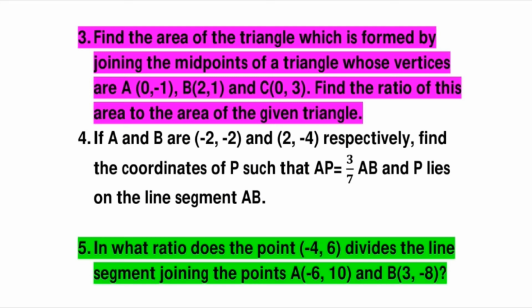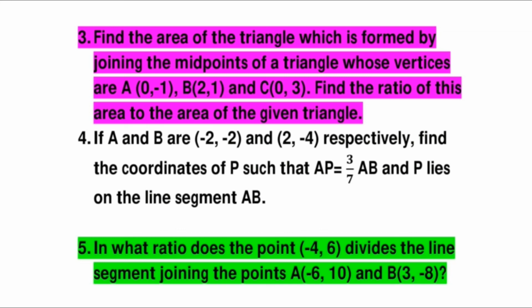Question number 4: if the coordinates of A and B are given respectively, find the coordinates of P such that AP equals 3/7 of AB. P lies on the line segment AB. Look here, AP by AB equals 3 by 7. Here the ratio of AP and AB is 3:7. So clearly the length of AP is smaller than AB. So if AP by AB equals 3 by 7, then clearly BP will be 4. So the ratio of AP to BP will become 3:4. Now apply the section formula, then you can find out the coordinates of P.